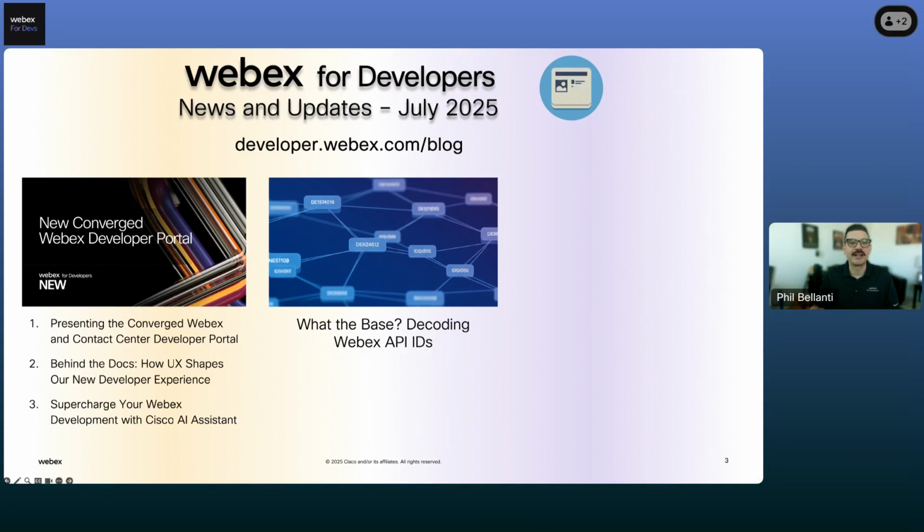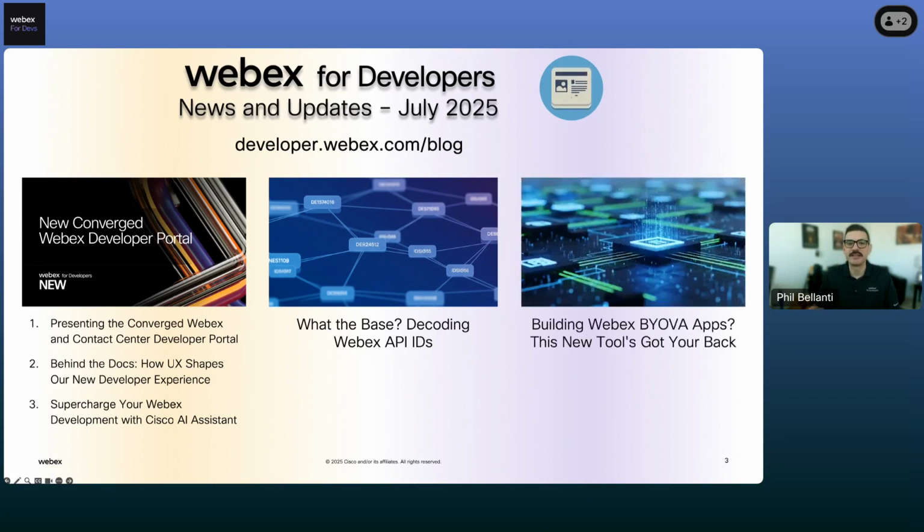And then finally, Adam, who's been very busy lately, published another blog on building Webex Bring Your Own Virtual Agent, or BYOVA, apps. Specifically, he shows us a new command line tool that simplifies data source management and refreshes during development. It's going to help your projects keep moving in the right direction, and shows why the bring your own data source, or BYODS, and the Node.js SDK is still king for production deployments. So that was our quick news and updates for this month.